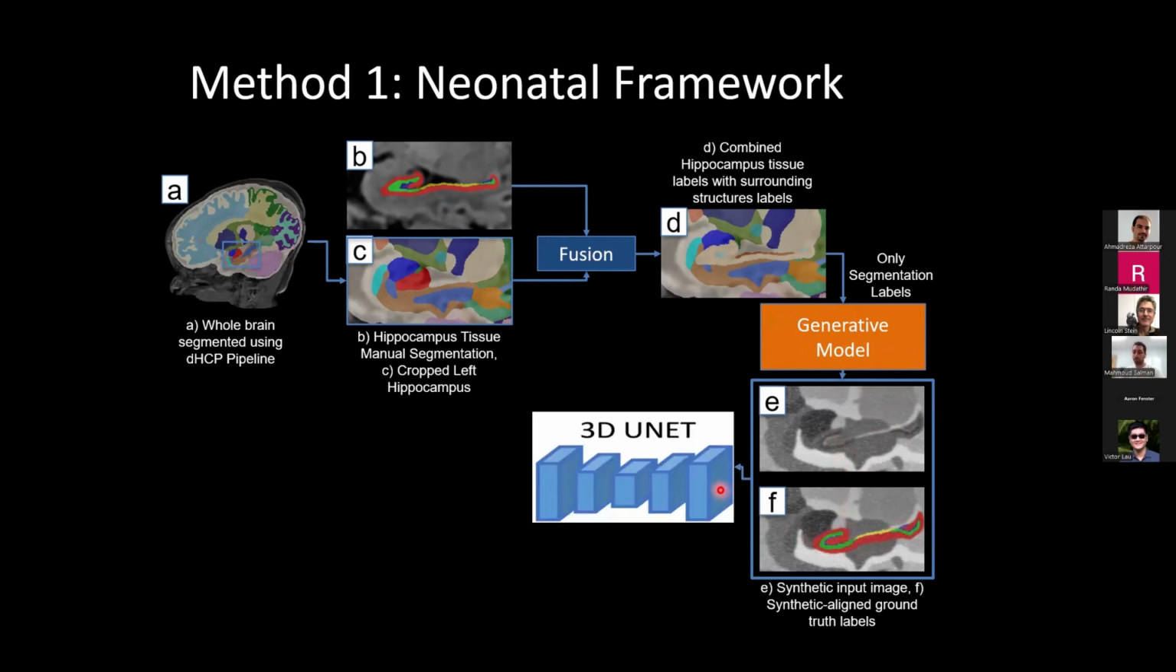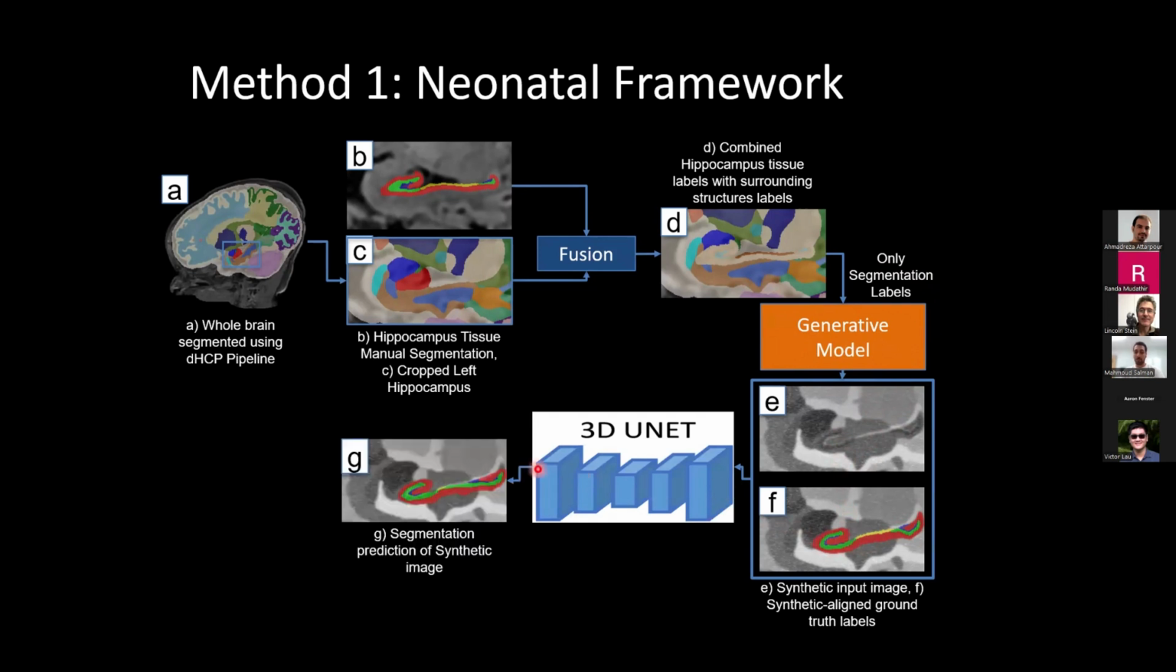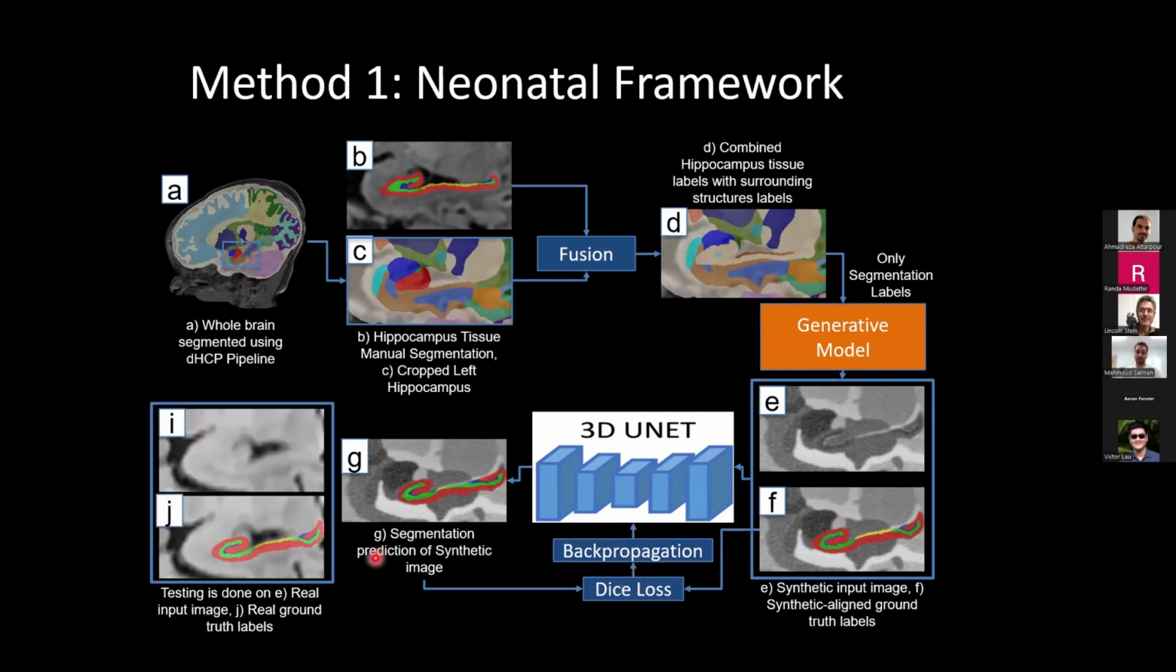If we use a normal 3D UNet, we will be able to get a prediction, and we will use Dice loss and normal backpropagation to optimize our model during training. The testing and validation will be done only on real input images and not synthetic images, to measure its robustness. So let's test this trained model on the dHCP dataset.